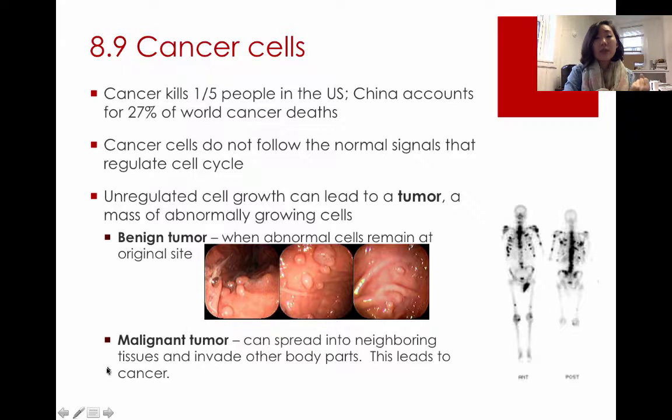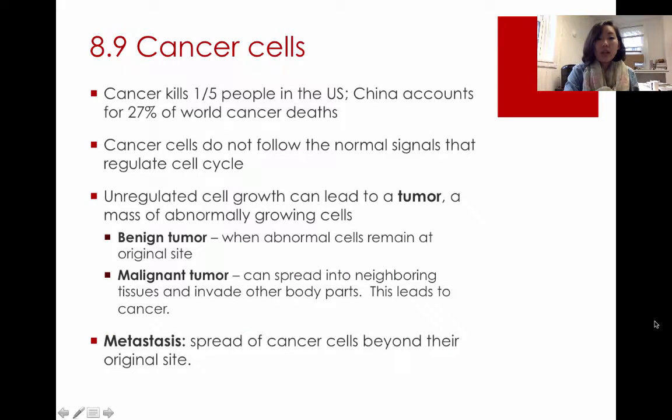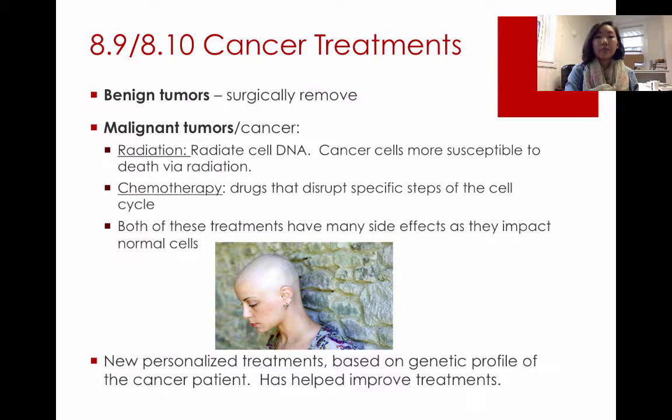But the malignant tumors are the ones you really don't want, and that's when the tumors can spread out to different areas. This picture right here shows how all the dark spots represent cancer tumors, and you can see how it's been spreading all throughout this person's body. And metastasis is the name of the process in which cancer cells spread. So malignant tumors will go through metastasis and spread out to different parts of the body.